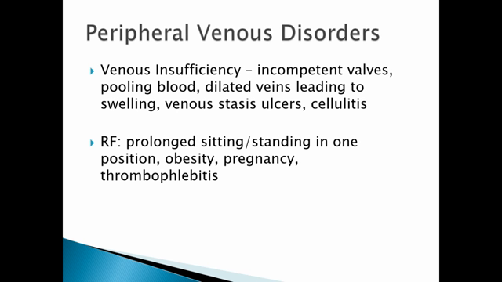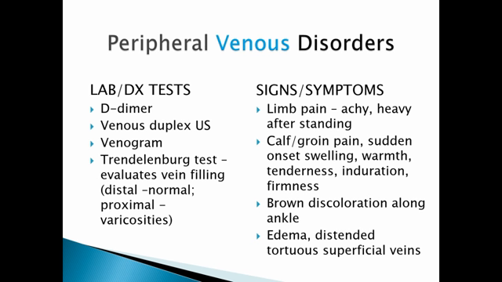There's venous stasis ulcers, cellulitis. The big thing to keep in mind with venous disorders is that the biggest risk factor is going to be prolonged sitting and standing, particularly if it's in one position and they're not moving around. Obesity is going to be a risk factor just simply because there's more weight. There's generally more fluid that has to be moved. Pregnancy is also a concern, as well as thrombophlebitis. And we're going to talk a little bit more about thrombophlebitis and the development of clots. But phlebitis is the inflammation and the thrombo is the clot piece.